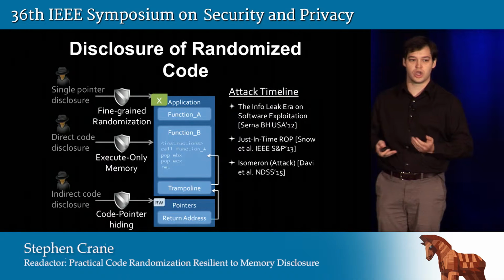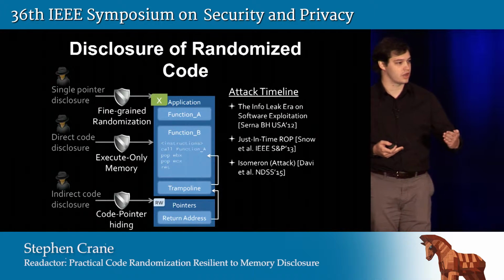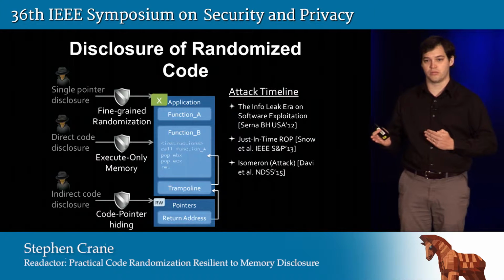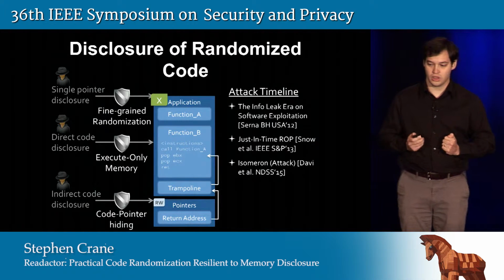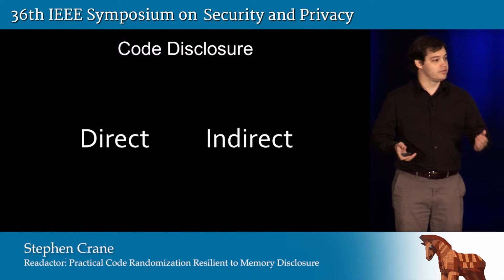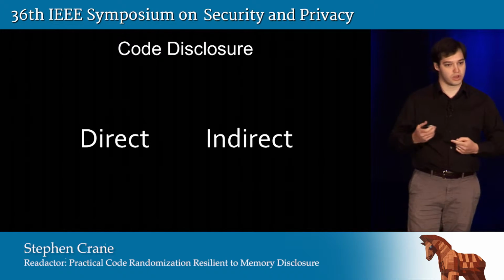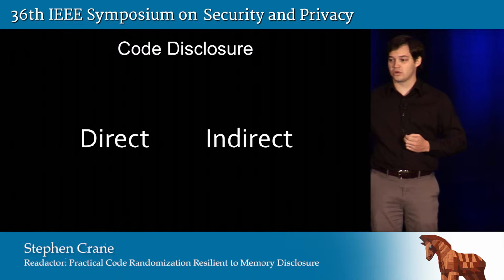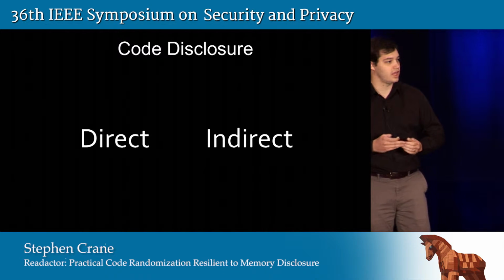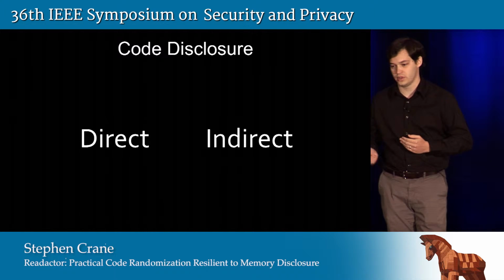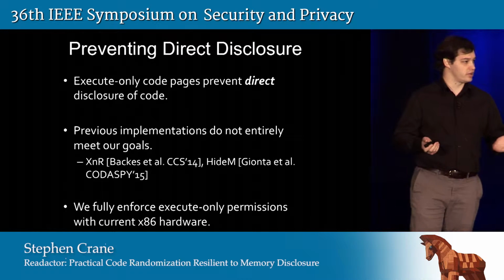Briefly, we transform code pointers to make them opaque to the attacker, so the attacker gains no knowledge of the real program layout from code pointers. To summarize, we have two types of memory disclosure we want to prevent: direct code disclosure, where we read the code pages directly, and indirect code disclosure, where the attacker gains some knowledge about the code layout from readable code pointers. First, how do we prevent direct code disclosure?